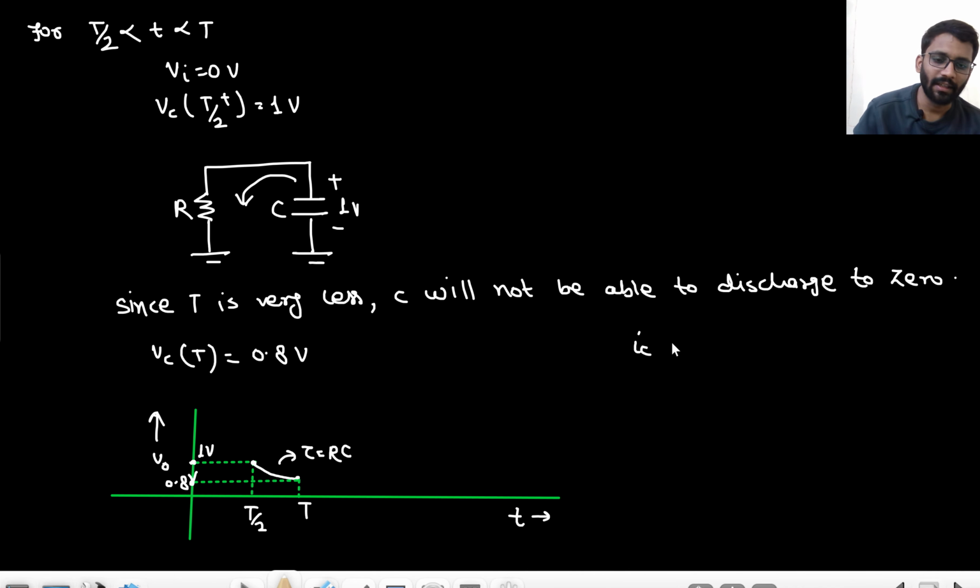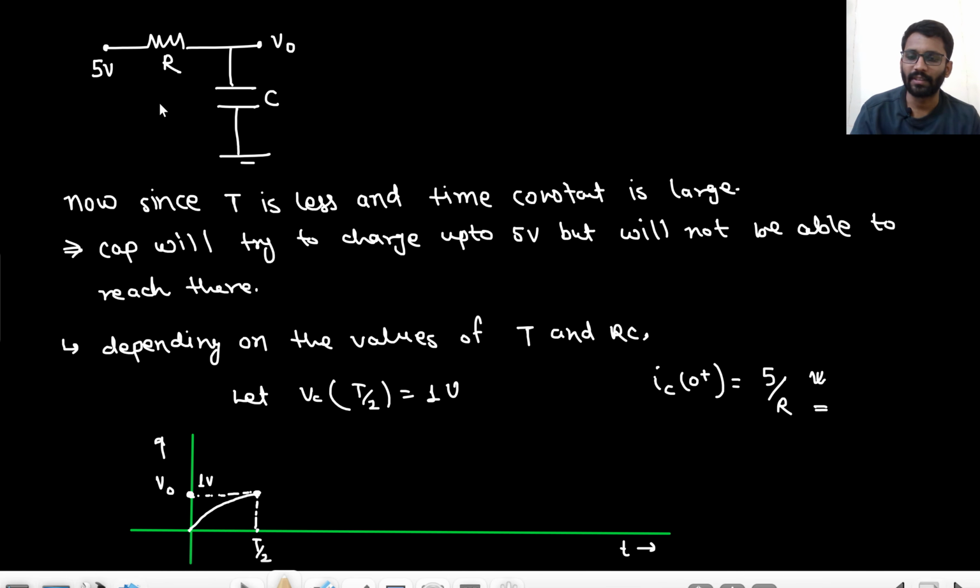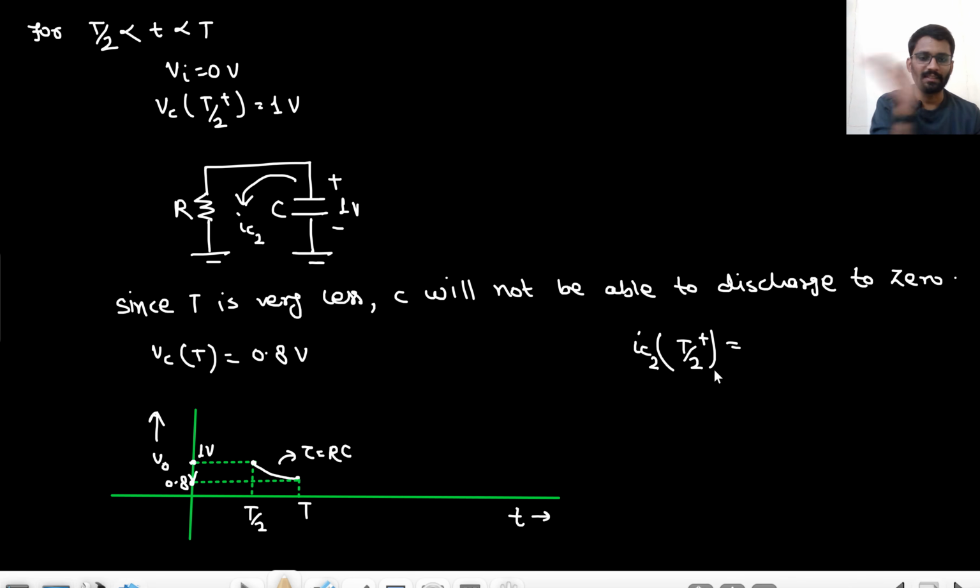Now just tell me one thing. What is IC at t equals to T by 2 plus? Let's just call this one as IC2. Okay. What was IC1? This is the discharging current. What is the value of discharging current at T by 2 plus? That is 1 by R, right? So this is 1 by R. Why am I writing this? You will get to know later on.